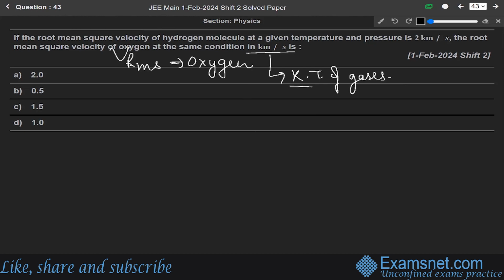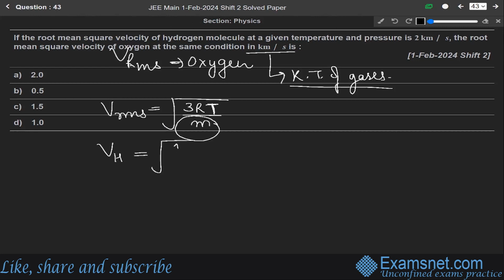The formula for VRMS speed is under root 3RT by M, where R is the gas constant, T is the temperature, and M is the molecular mass. So 3, R and T are constant, so it depends only on the molecular mass M. So for hydrogen, VRMS will be proportional to 1 over the molecular mass of hydrogen, and for oxygen, V of oxygen will be proportional to 1 over the molecular mass of oxygen.